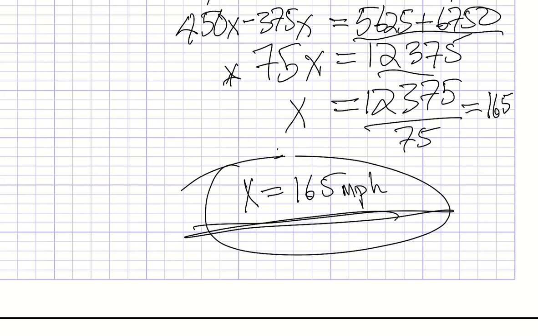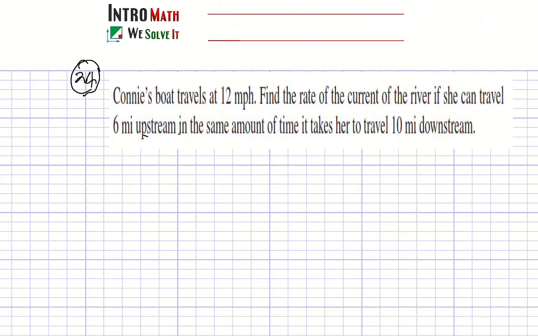Let's move on. All right, here is our next problem. It says Connie's boat travels at 12 miles per hour. Find the rate of the current of the river if she can travel 6 miles upstream in the same amount of time it takes her to travel 10 miles downstream. So the same thing applies. Let's just switch what they're looking for. Remember, time is the same. Time is distance over rate.